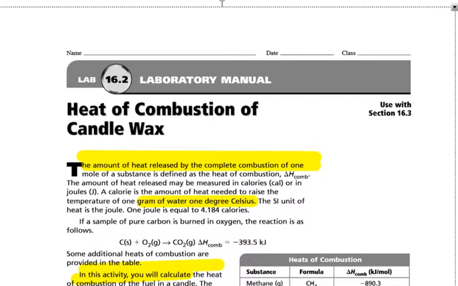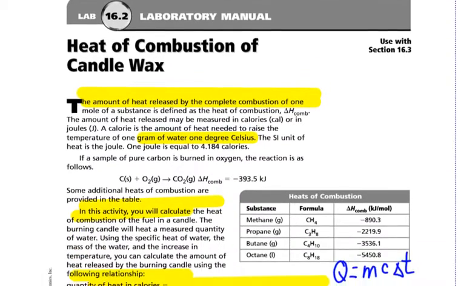This is the last lab in the HT2 booklet. This is lab 16.2, heat of combustion of candle wax. With the previous lab, you looked at the heat absorbed or released when we had dissolving or a chemical reaction in terms of an acid and a base. This time we'll look at combustion and measuring the energy involved with that.